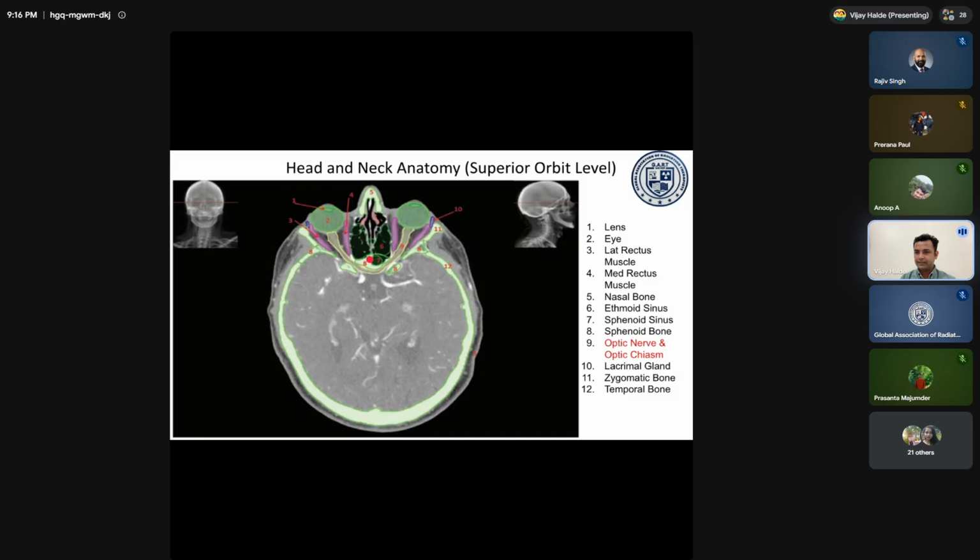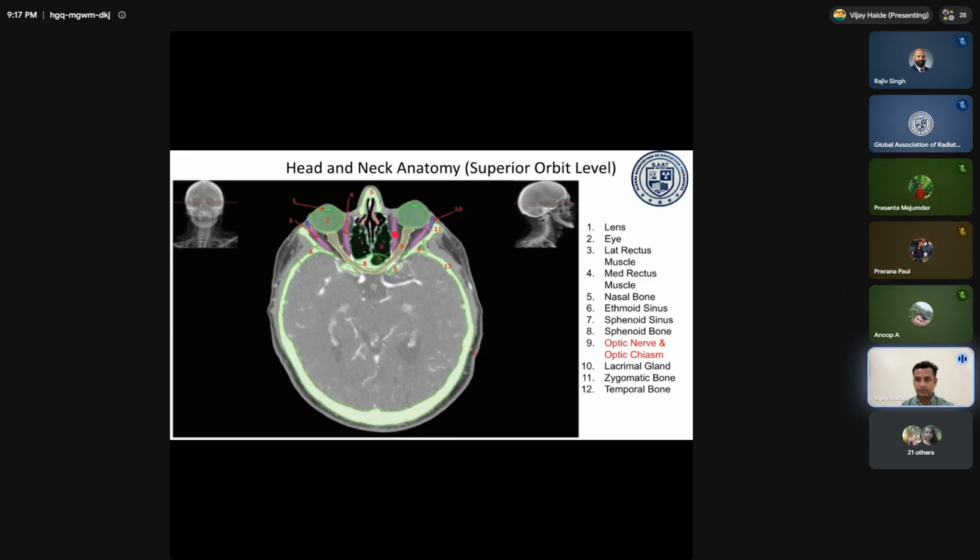So moving inferiorly, it is the superior orbital level. We can see the eye lens. Here is the lens. Optic nerve. Here is the optic chiasm. This is the lateral rectus muscle. These are the lacrimal glands. This is also the lateral rectus muscle, which holds the eyeball and controls eyeball movement.